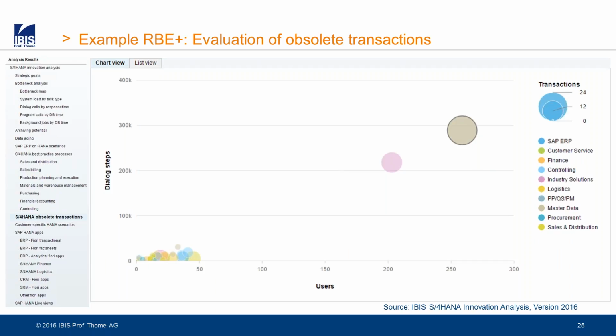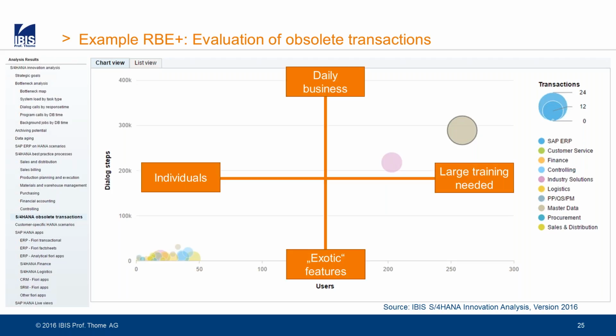This is a picture from our S/4HANA innovation analysis. You can see the whole contents on the left-hand side. There is a performance part, and we have archiving, data aging, and best practice processes, and on the very bottom we also have the HANA apps, which means Fiori, S/4HANA Finance, Logistics, and so on. And here we have the obsolete transactions. So we took all the simplification items from the simplification list and extracted the obsolete transactions, and then we matched this information against the workload of the customer system, and then we can see how many users are affected by this simplification item and how many dialogue steps, which means is the use very intense, is it daily business or is it more exotic features?